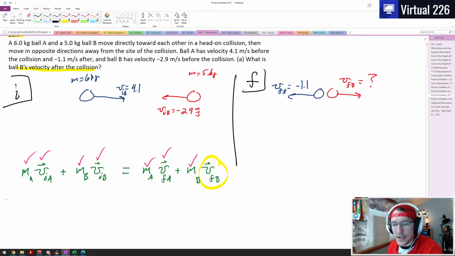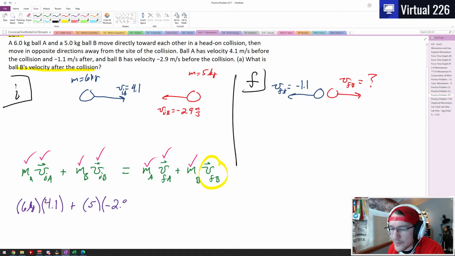So let's start putting in some numbers. Mass of A was 6 kilograms times that initial A velocity of 4.1. And I always love to write everything out just to make sure I have it all. And if you're doing this at a higher level, maybe a collegiate level, writing everything out like this could get you partial credit later on in your life. So it's very nice to do that.